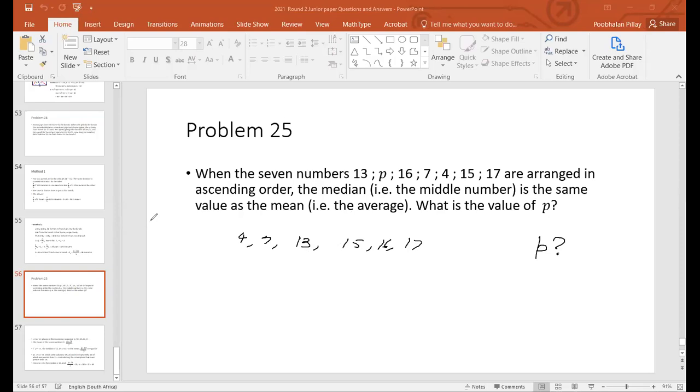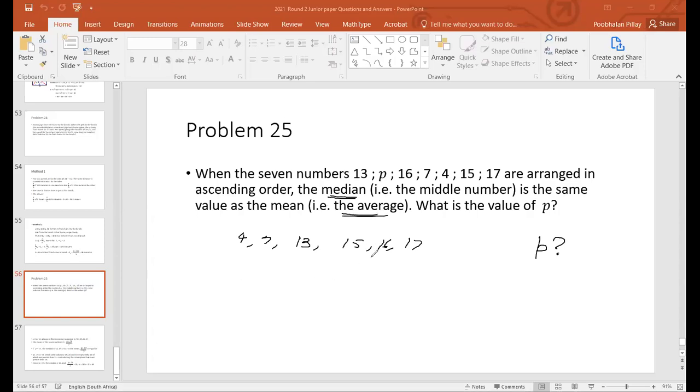Right, so P is an unknown in ascending order. The median, the middle number, right? We don't know what the middle number is. If P is here, then the middle number will change, depending on where P is. So the middle number is an unknown, but we do know that the middle number is the same as the average of the 7 numbers.